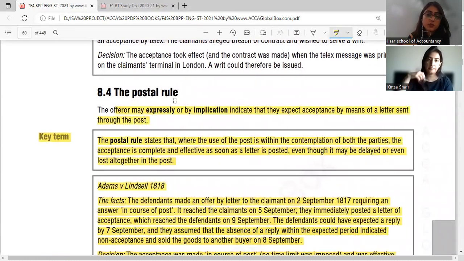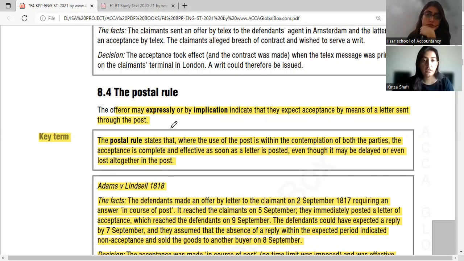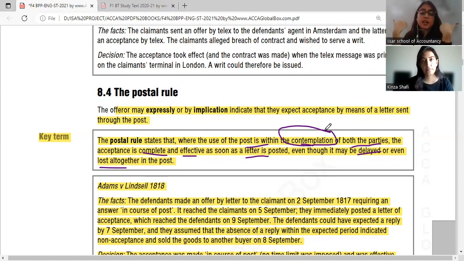Next, the postal rule. The postal rule we have read. Please read it again because it's important. The offer may expressly or by implication indicate that acceptance may be made by means of a letter sent through the post. The postal rule states that where the use of post is within the contemplation of both the parties, the acceptance is complete and effective as soon as a letter is posted, even though it may be delayed or even lost altogether in the post. When acceptance by post is in the contemplation of both parties, and they are expecting that communication will be through post, then acceptance becomes complete, valid and effective as soon as the letter is posted, even despite the fact that it does not reach the offerer due to some reason. Maybe it's lost, maybe it got delayed.